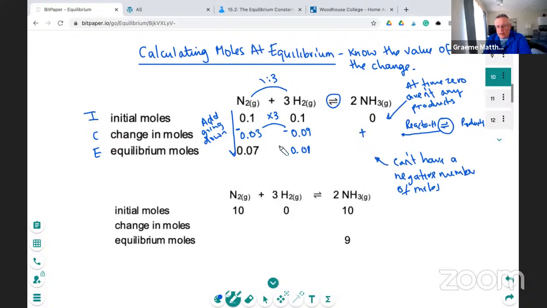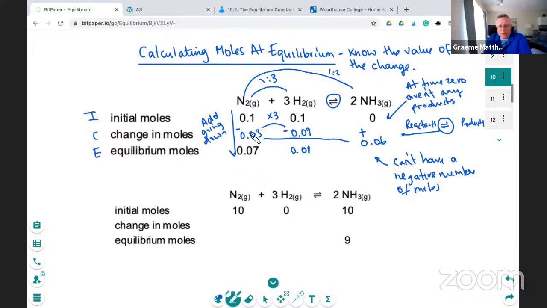And obviously on this one, you're thinking, well, yeah, they told us it was 0.07. So 0.1 down to 0.07, you knew you had to lose 0.03. Now, let's see, the ratio between N2 and NH3 is 1 to 2. So essentially what I've got to do is double this, don't I? So this is 0.03, and so this is going to be 0.06.